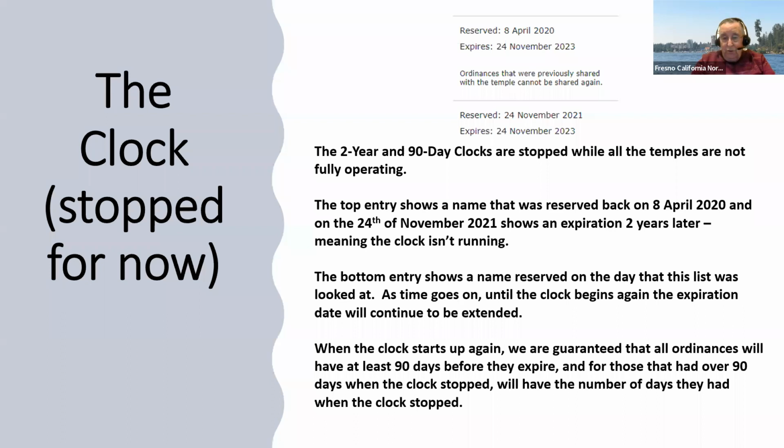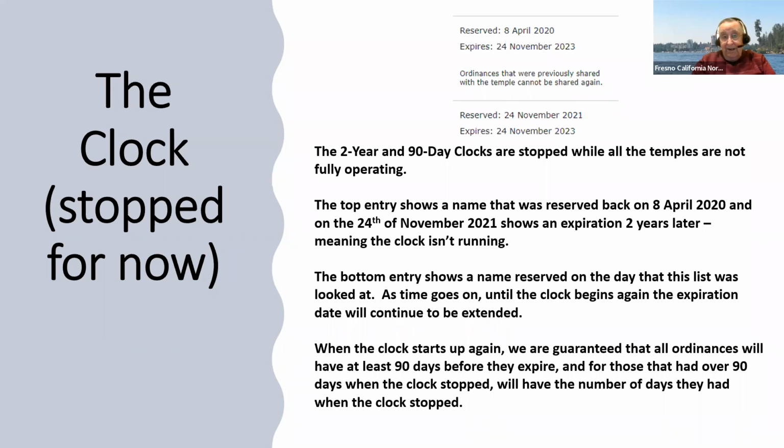And so I've also shown you one on the bottom here, which was a name that I reserved during the COVID time when everything got shut down. And so what they did there is they just say it was reserved on a certain date and it expires on a certain date. Well, what they're going to do when the temples all reopen fully, and we're at 95% now, we've only got 5% of our temples to go, so it's not going to be that much longer, they will then recalculate everything.